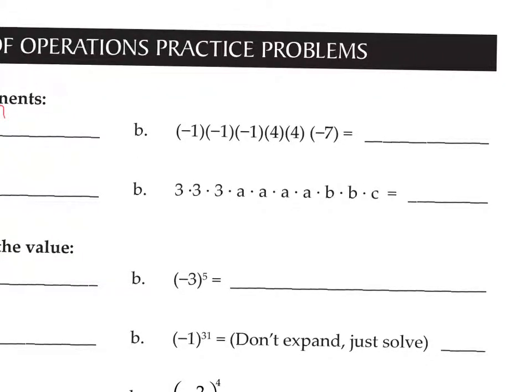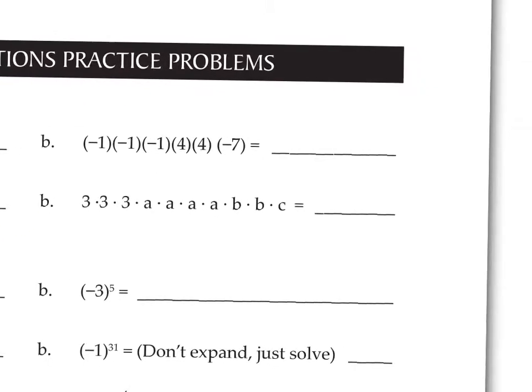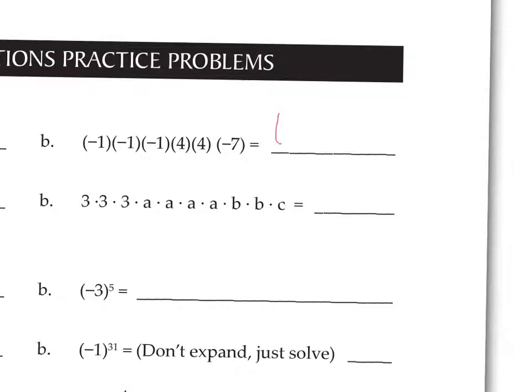Here we have 3 different bases. We have some -1s, some 4's, and a -7. So you can't write this all with one base. You're going to have to write 3 different bases. So that will be a base of -1, and there are 3 of them, so -1 to the 3rd power. 4 squared, because there are 2 4's being multiplied together, times -7. And you don't have to write the exponent of 1. When there is no exponent, it's implied to be 1.